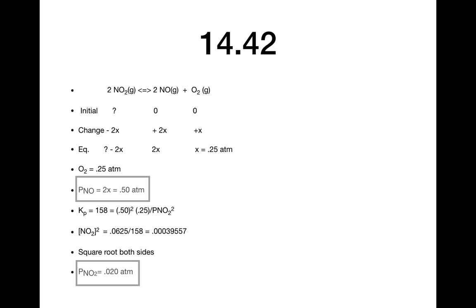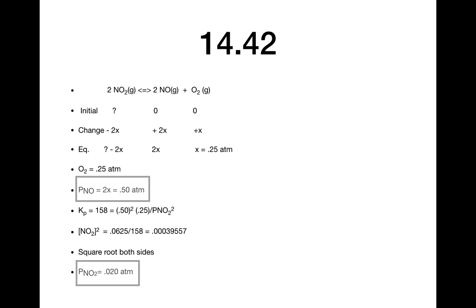1442, we are told that we have some unknown quantity of NO2 gas, and initially we have none of the NO and O2 gas. It's going to shift to the right, of course, so it's minus 2x, plus 2x, and plus x for the change. So we have the initial amount of NO2 gas, which we don't know, minus 2x for the NO2, 2x for the NO, and x for the O2.